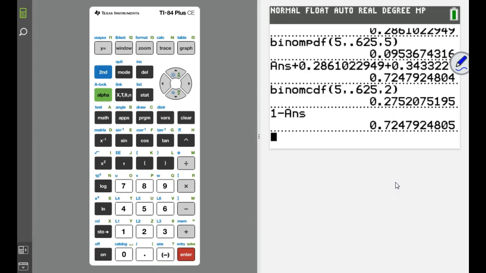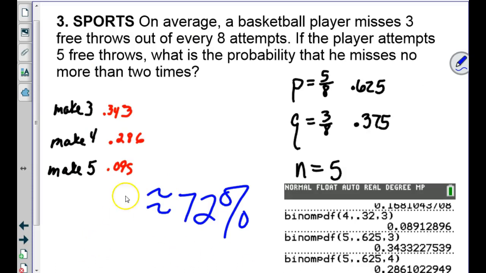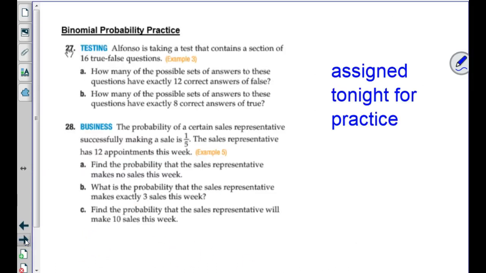Okay, but that was complicated to think about, right? So if you're counting up and it's not too many, you might want to just add them up. You can always use PDF. You just might have to keep using it multiple times to add up all the probabilities. CDF combines, but it always counts down. So we'll do more examples. Let's just keep going here. You have these assigned tonight for homework, okay? And those are pretty straightforward.